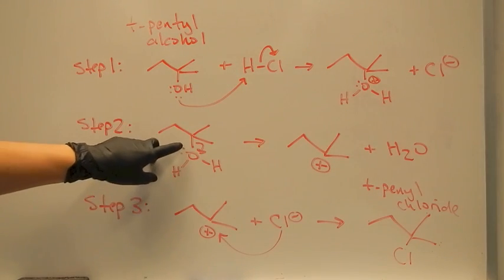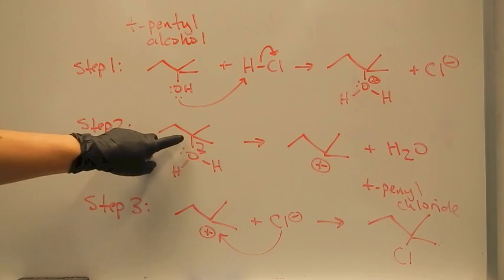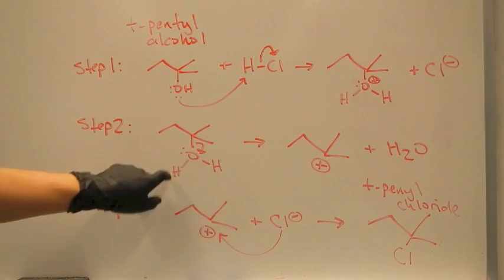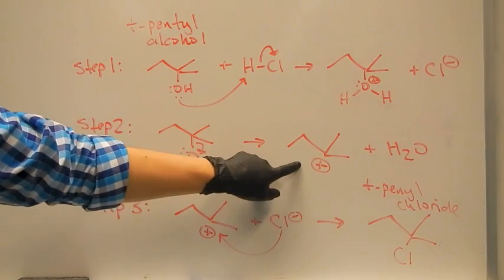In step 2, that water molecule is essentially going to leave. The electrons between the carbon-oxygen bond are going to go onto the oxygen. That's going to give us H2O that we see here, and we're going to have a carbocation intermediate.